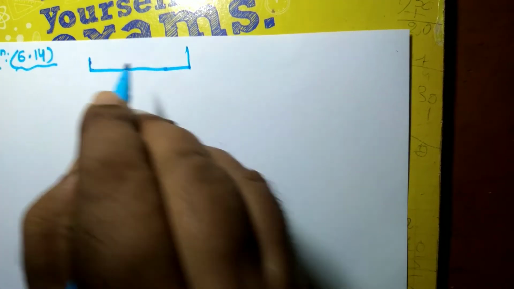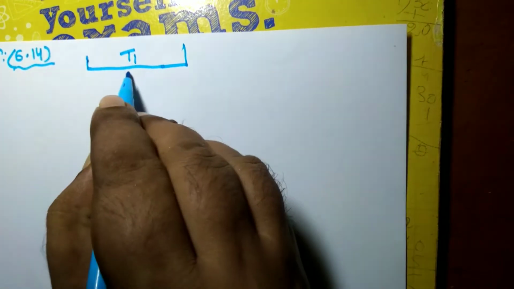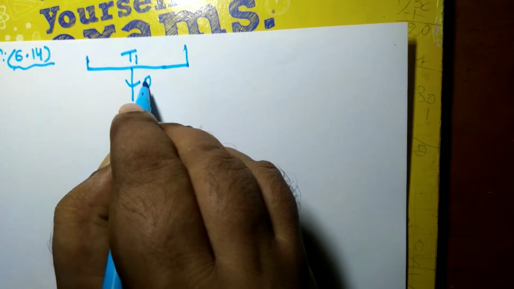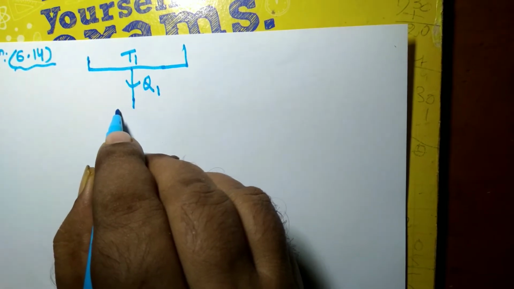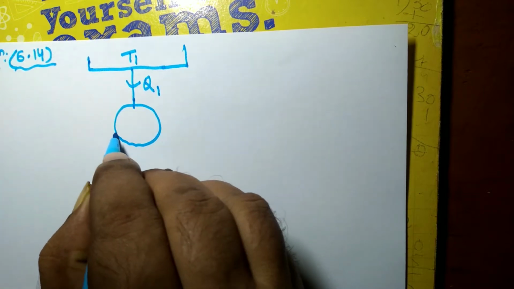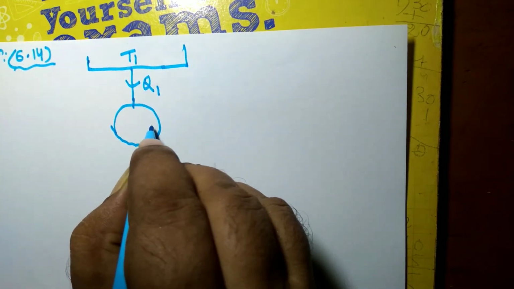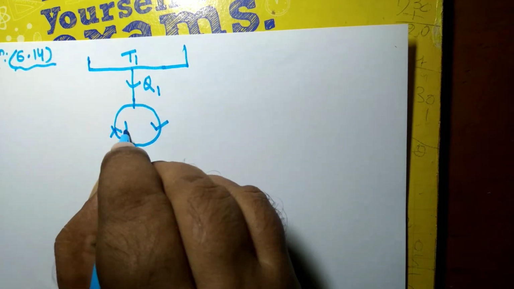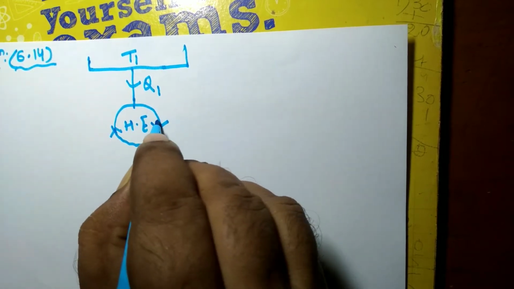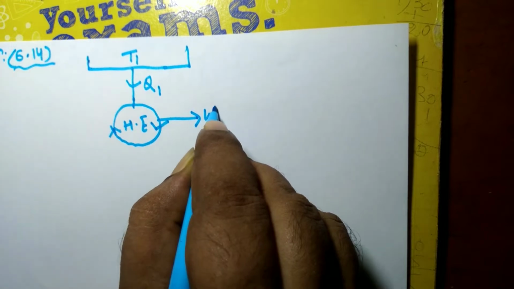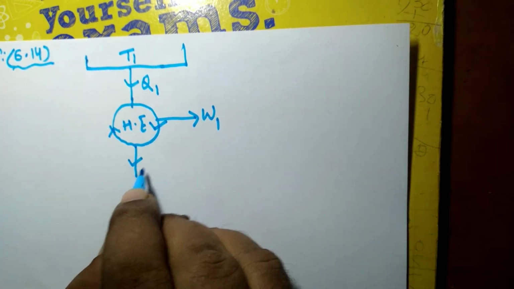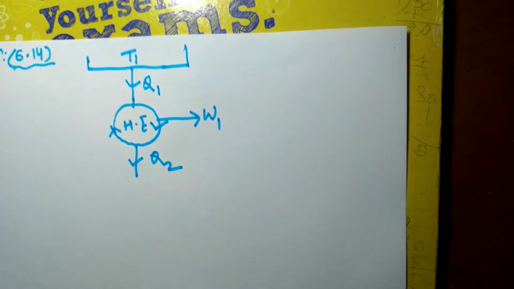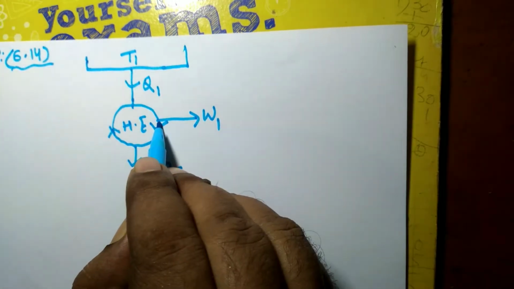So there are two reversible engines operating in series. Let Q1 be the heat given to the first engine, suppose this is engine 1, and the work output of this particular heat engine is W1. Of course, all these engines are reversible. And let Q2 be the heat rejected by the heat engine. W1 is the net work output.